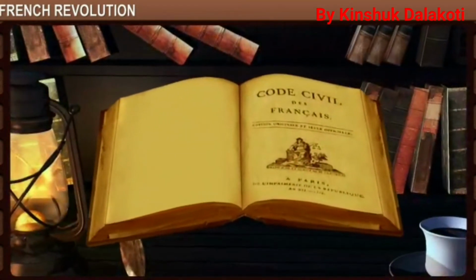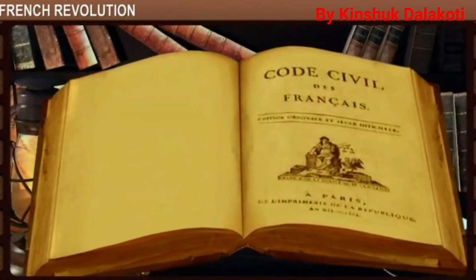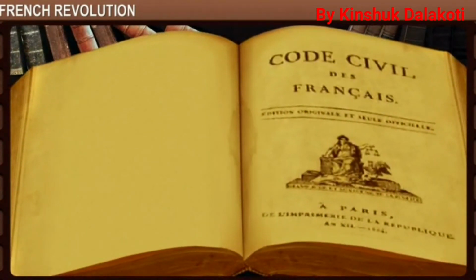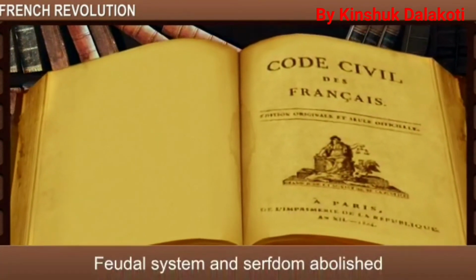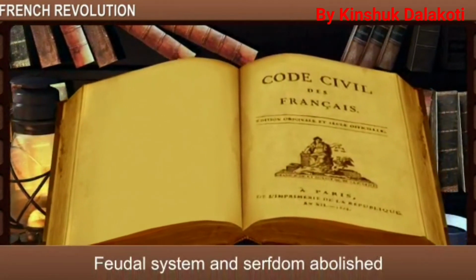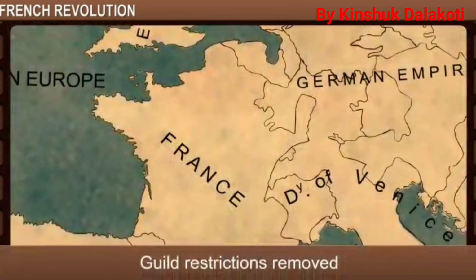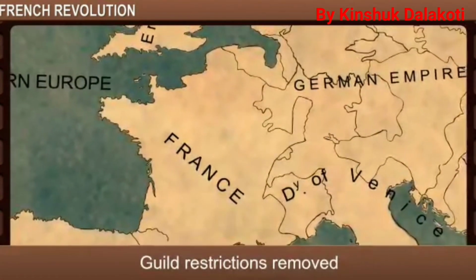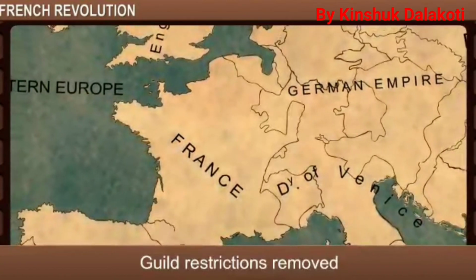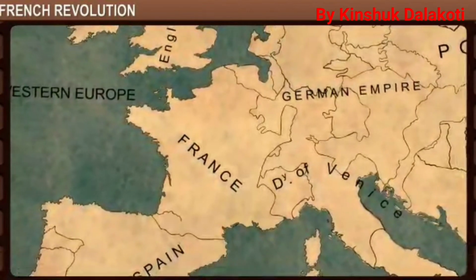The feudal system was abolished, and the peasants were freed from serfdom and the payment of dues to the manor owner. In the towns, Napoleon removed guild restrictions and improved the transport and communication systems. The businessmen and small producers of goods felt that uniform laws, standardized weights, and a common national currency could facilitate free trade across Europe.